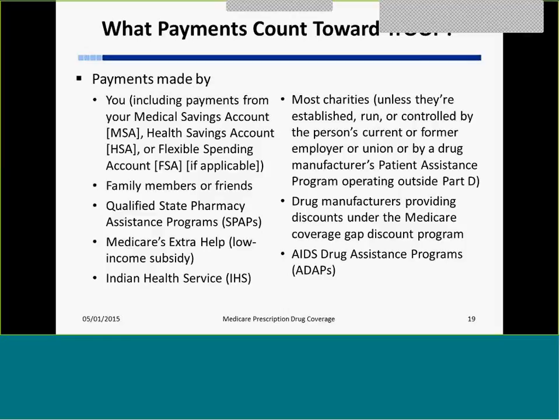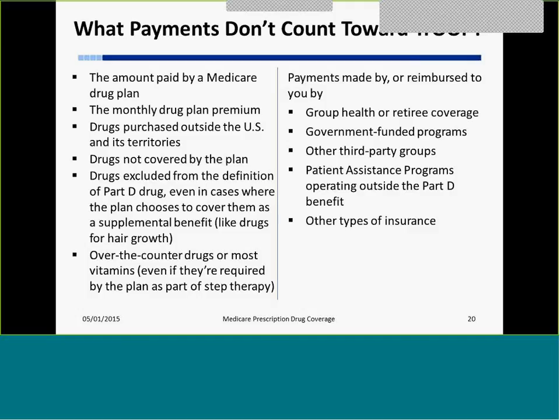So what counts towards my true out-of-pocket? Payments made by you, so payments from my medical savings account, even if I took money out for that. If a family member or friend pays my deductible, it counts. Qualified state pharmacy assistance programs, in the state of Missouri we have Missouri RX. If they're paying part of my drug cost, those amounts they're paying help satisfy my TrOOP. If I have extra help, that counts. Indian Health Services, drug manufacturer discounts, and AIDS drug assistance programs, ADAPs. I have one client who gets assistance from an AIDS drug assistance program.